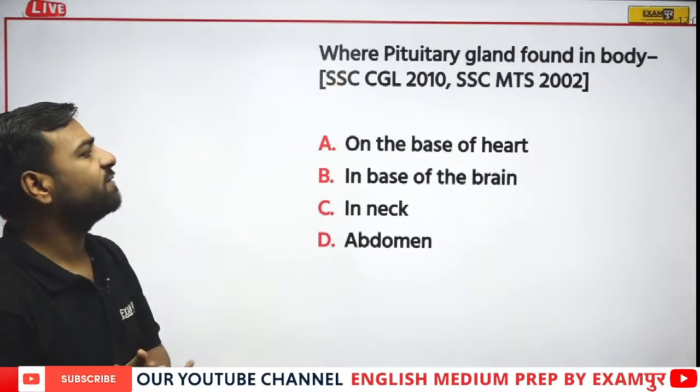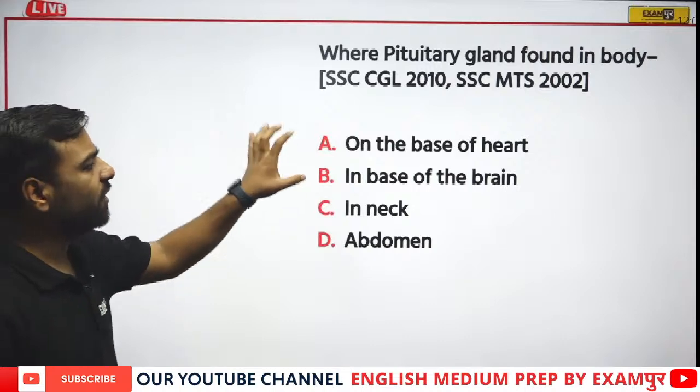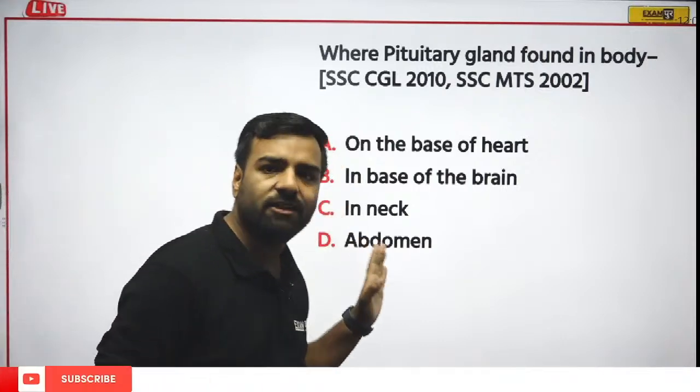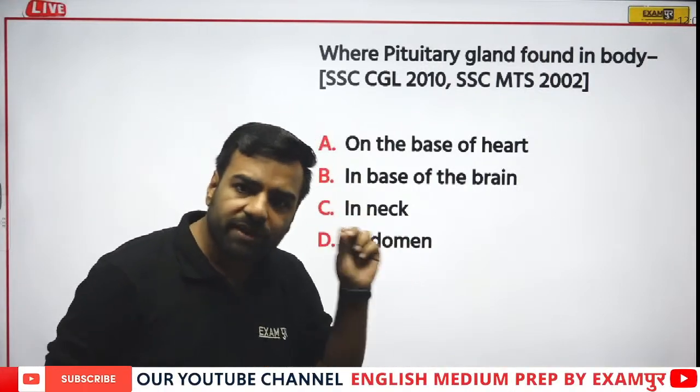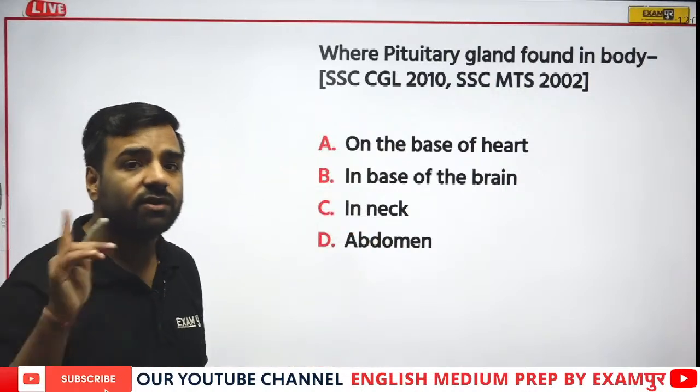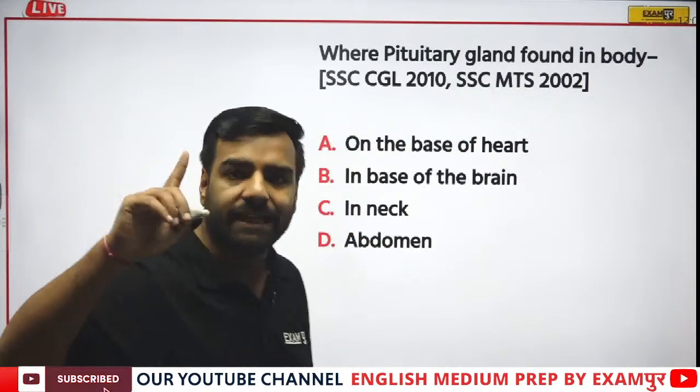Where is the pituitary gland found in our body? Is it at the base of the heart? Is it at the base of the brain? Is it in the neck, or is it in the abdomen? We were discussing the adrenal gland. Where was it located? It was located on the kidney.